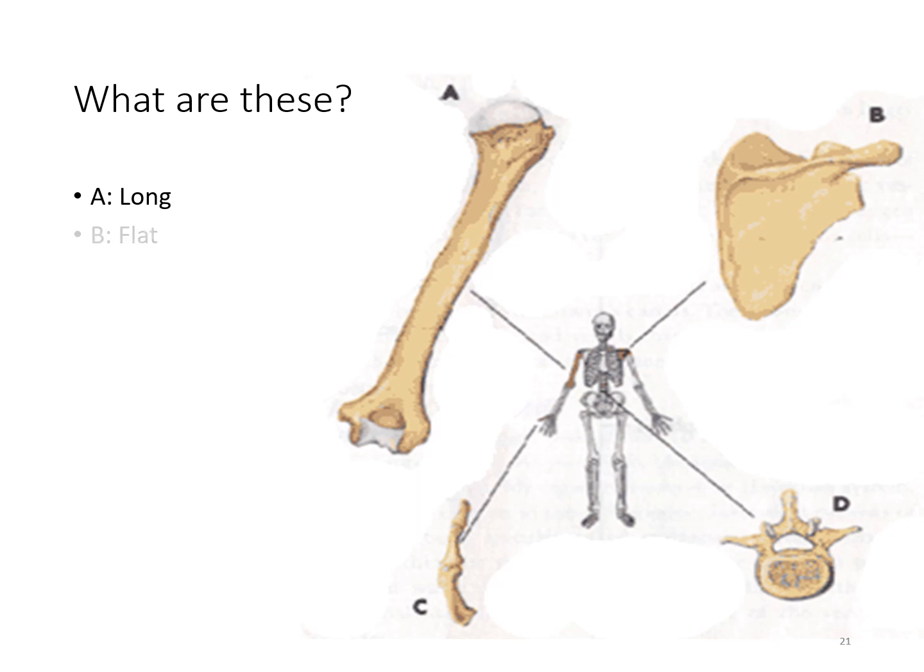So A is long, because it's long. B is flat, because it's flat. C is short, because it's short. And D is irregular, because it's irregular. Can you see how this just makes sense? All of orthopedics just makes sense.